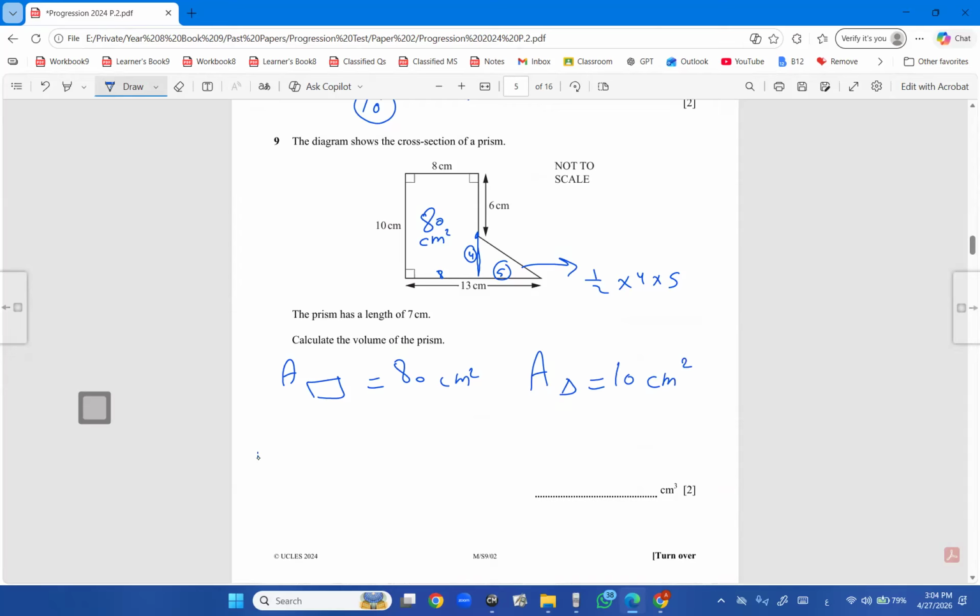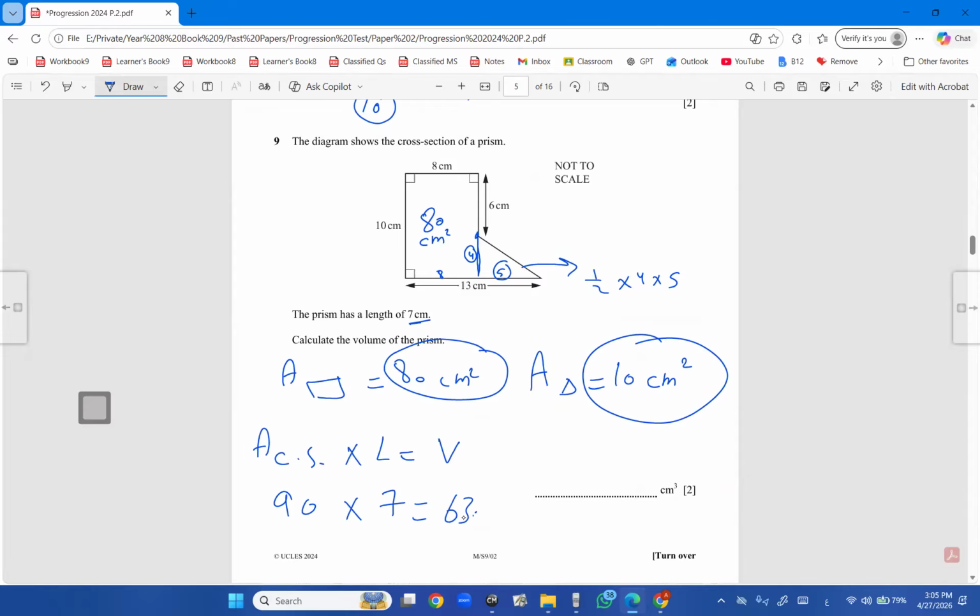Adding both of them is going to give you the area of the cross section. They told you that this is the cross section. So for the area of the cross section, we multiply by the length to get the volume. We said we're going to add them up. It is 90 times the length given to me, which is 7, which is going to give you 630 centimeters cubed.